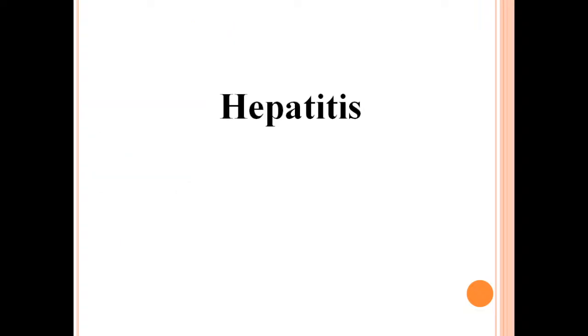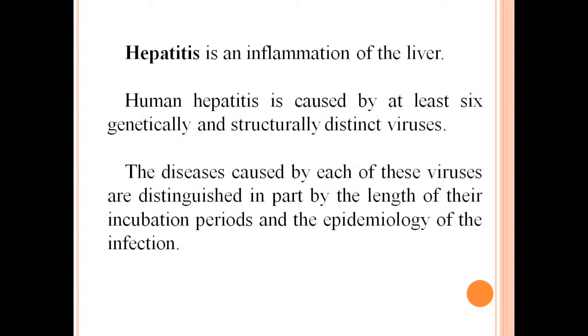Another group of diseases that we should discuss today are hepatitis. Firstly, what is hepatitis? Hepatitis is an inflammation of the liver. Human hepatitis is caused by at least 6 genetically and structurally distinct viruses. So, one disease, hepatitis, infection of the liver, is caused by different viruses. The diseases caused by each of these viruses are distinguished in part by the length of their incubation periods and the epidemiology of the infection or transmission ways.